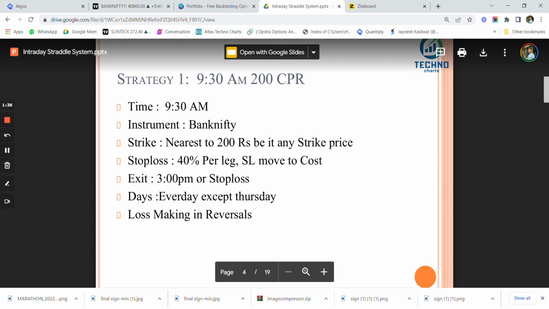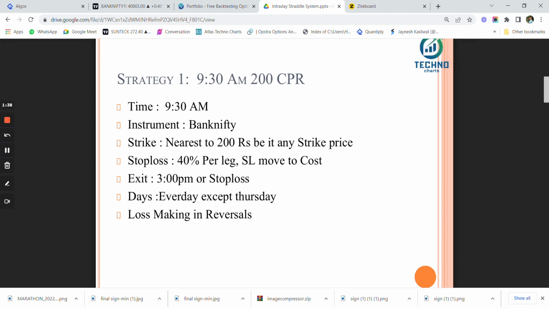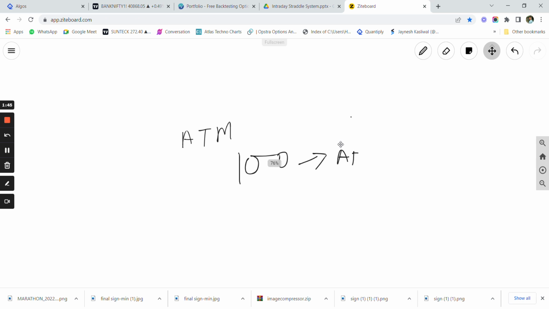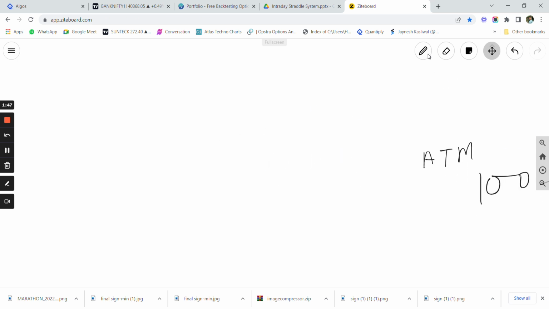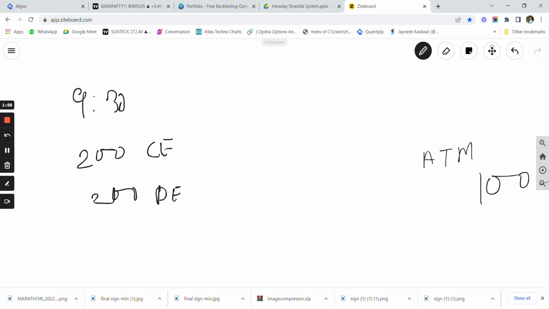So what are the strategies, basically? At 9:30 a.m. we are shorting the 200 closest premium range option. On Monday, it does not matter to me whatever the strike price is. At 9:30 a.m. I am going to select the 200 rupees strike price call and the 200 rupees strike price put. It could be any strike price, 500 points, 600 points, that does not matter to me. The only thing is I have to select those strike prices that are trading near 200.